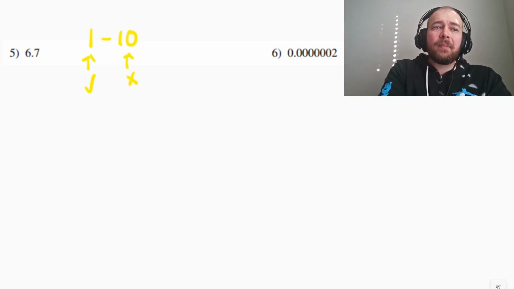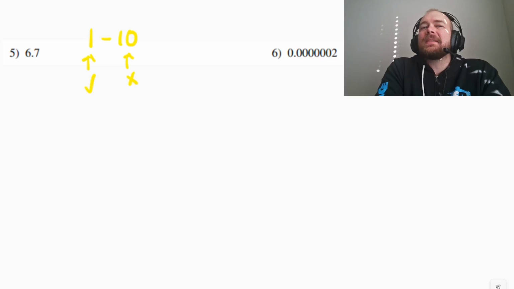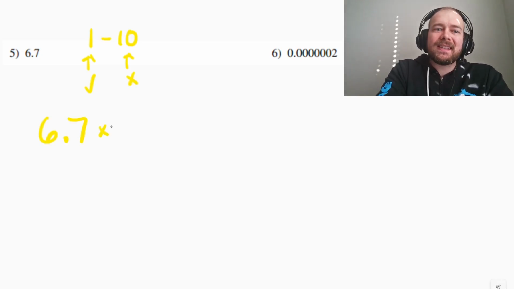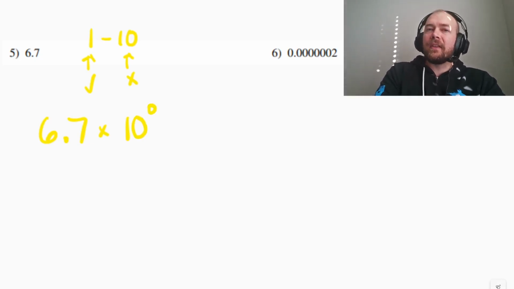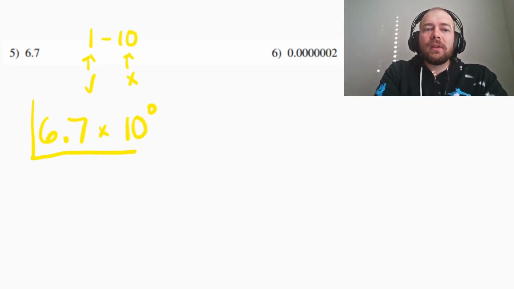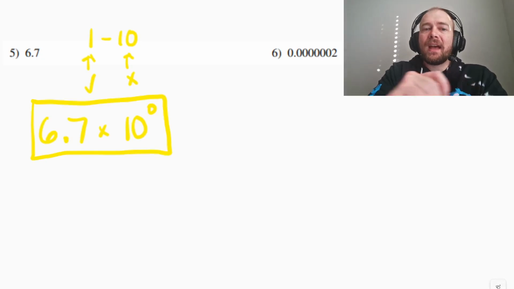From 1 to 10, but then I just need to write that it's times 10 to the power of something. And because I don't really want to do that, the only way to get around that is to say that I'm multiplying by 10 to the 0 power. Anything to the 0 power is 1, except of course 0. 0 to the 0 power is undefined. But any other number to the 0 power is 1. So it would just be 6.7 times 1, which is 6.7. So you don't really have to do a lot, but it does need to be in that form every time you're doing scientific notation.